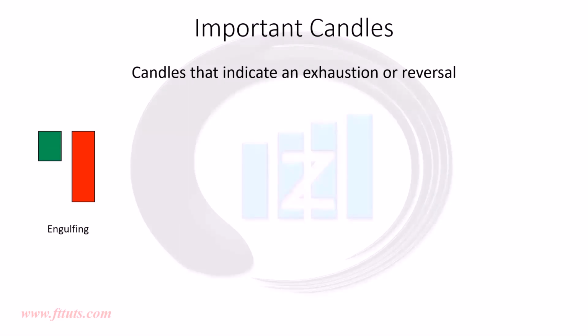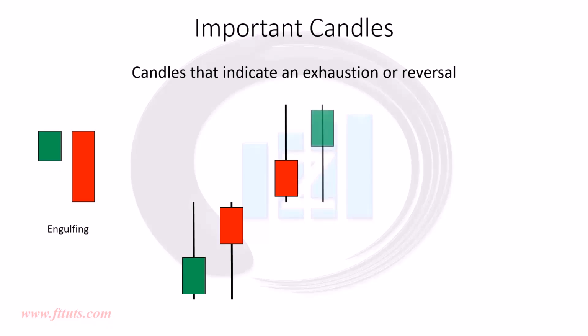Okay, it can be by a little, it can be by a lot, but it has to be larger than the previous candle for it to qualify. It has to basically engulf the previous candle, hence the name. So that's going to be one of our key candles to look for: an engulfing. And then the next couple candles are going to depend on where they happen in the chart.